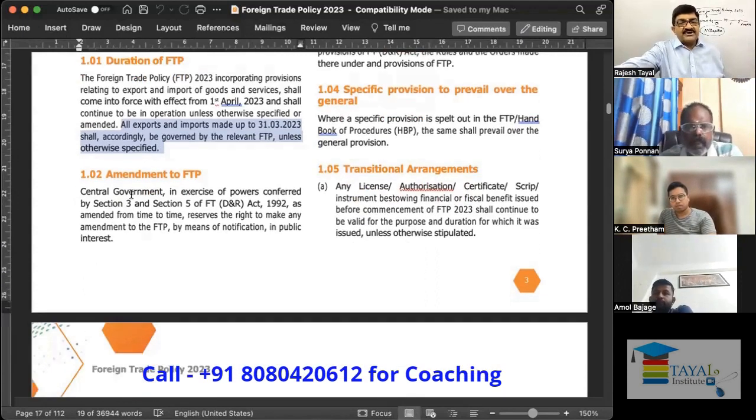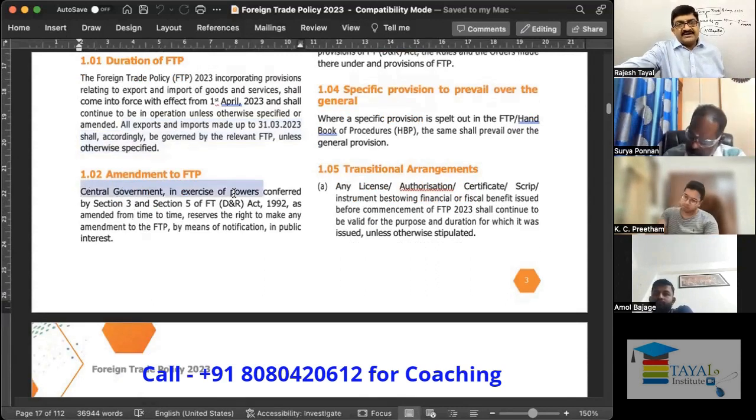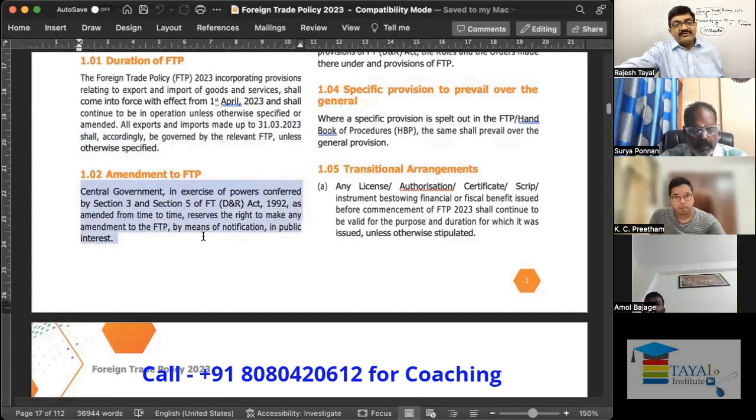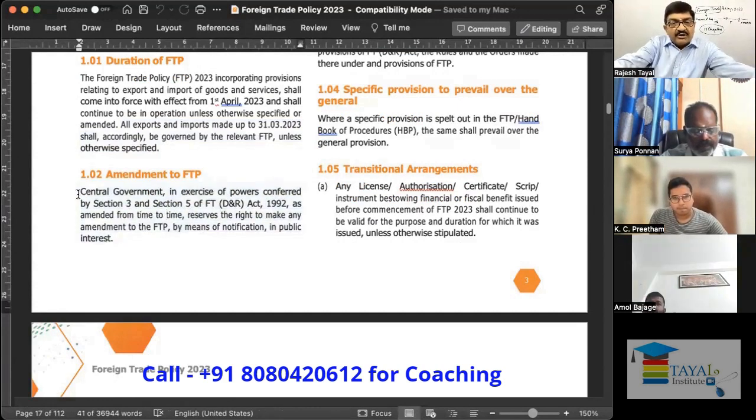Number two, what it says: the central government, in exercise of the powers conferred under Sections 3 and 5 of the FTDRA, as amended from time to time, reserves the right to make any amendment in the FTP by means of notification in the public interest. Now, in this point, what are the points worth noting?